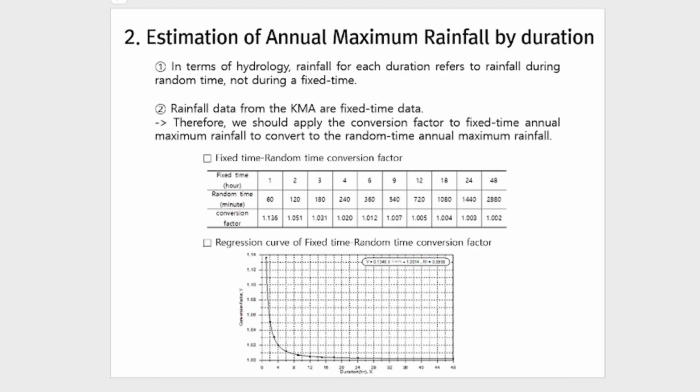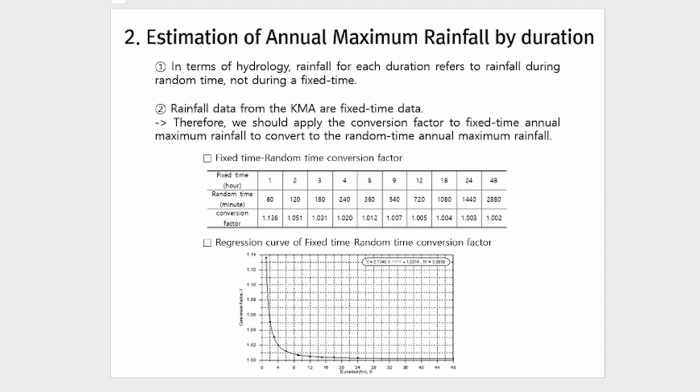In terms of hydrology, rainfall for each duration refers to rainfall during random time, not during a fixed time. Rainfall data from the KMA are fixed time data. Therefore, we should apply the conversion factor to fixed time annual maximum rainfall to convert to the random time annual maximum rainfall. As you can see in the table below, we have a table for fixed time, random time, and conversion factor.